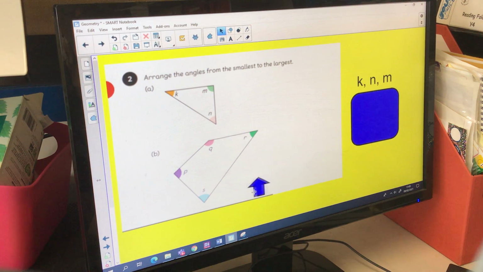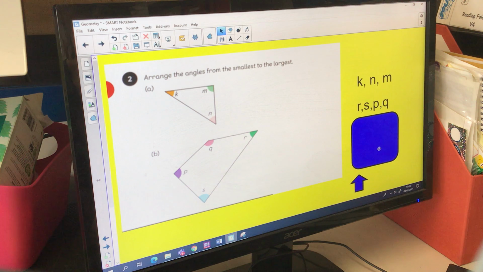This shape here, a little bit harder to think about, smallest to largest. Having a look at these angles, I can see this one's quite small. This one's got a wide turn here. And these two, I might have to get my angle measurer to work out whether or not it's a right angle or bigger than a right angle, just to get them in the right order. Smallest would be R, S is next, then P, and Q, of course, is the largest angle there. Okay.